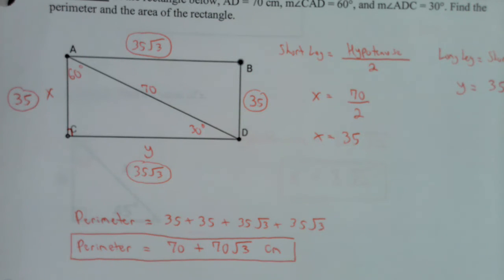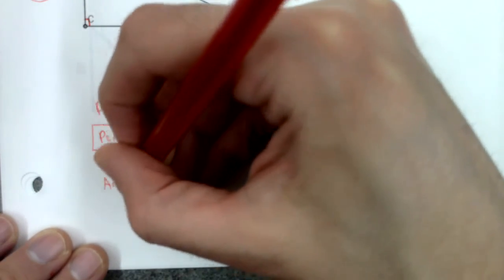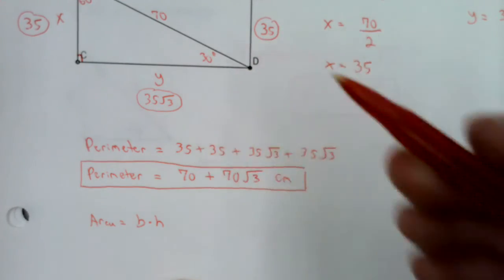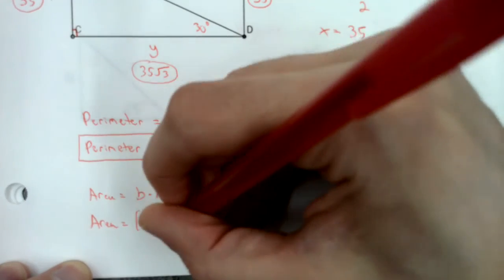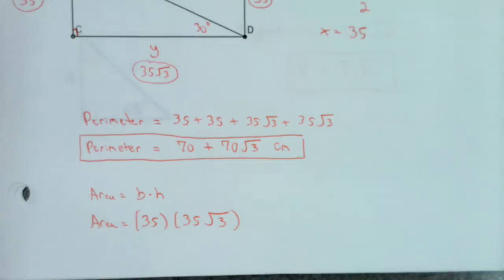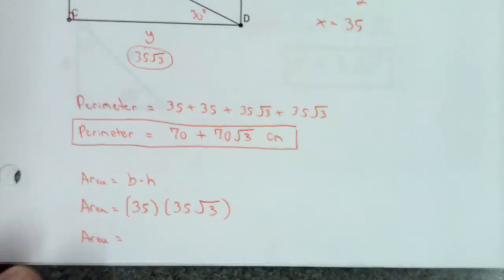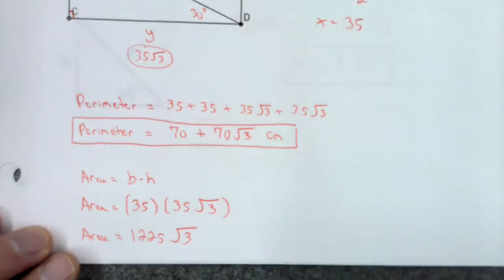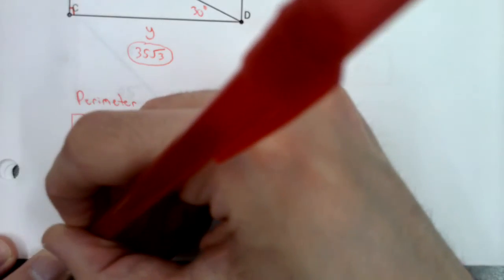For the area of this rectangle, area equals base times height, or length times width. I know we have not done that yet, but that's the formula. So it's going to be equal to, you can multiply these together. 35 times 35 square root of 3. And think back to lesson 1, you're going to multiply the numbers outside the radicals. So 35 times 35 is 1,225. Square root of 3 centimeters squared.